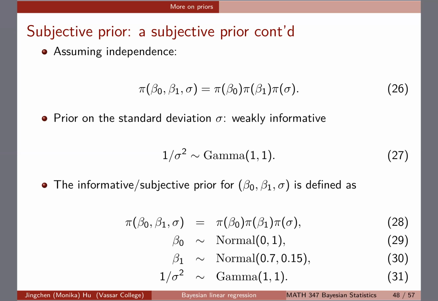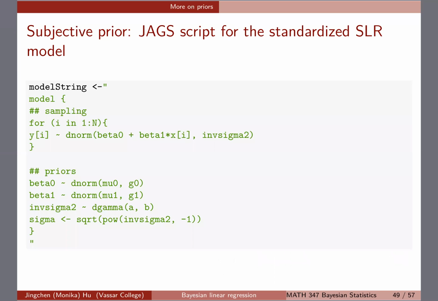Alrighty, so this is the model string, and I will pause here so you can digest what it is. Overall it's similar to, probably exactly the same as, what we did before. But for the next step, we know that we have to make sure that we standardize the X and Y before we pass the data into R, and for the mu0, g0, mu1, g1 values, it will make sense.